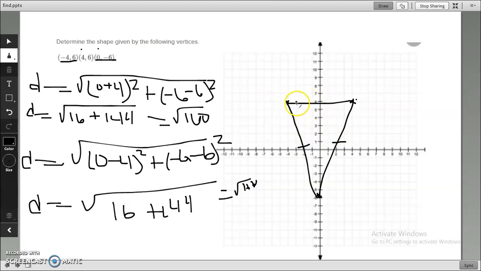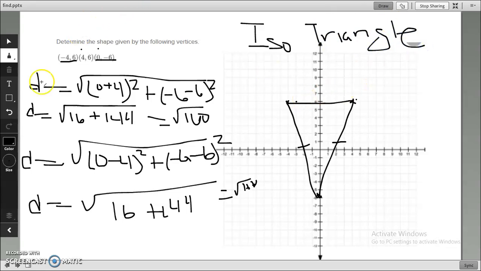We can test to see if this intersects at a perpendicular angle. I highly doubt it, but that's something that if you want to test, you can do that. But I will say this is an isosceles triangle, and there are isosceles right triangles. But I think this is as far as we'll go for this one. And I hope that this helps.